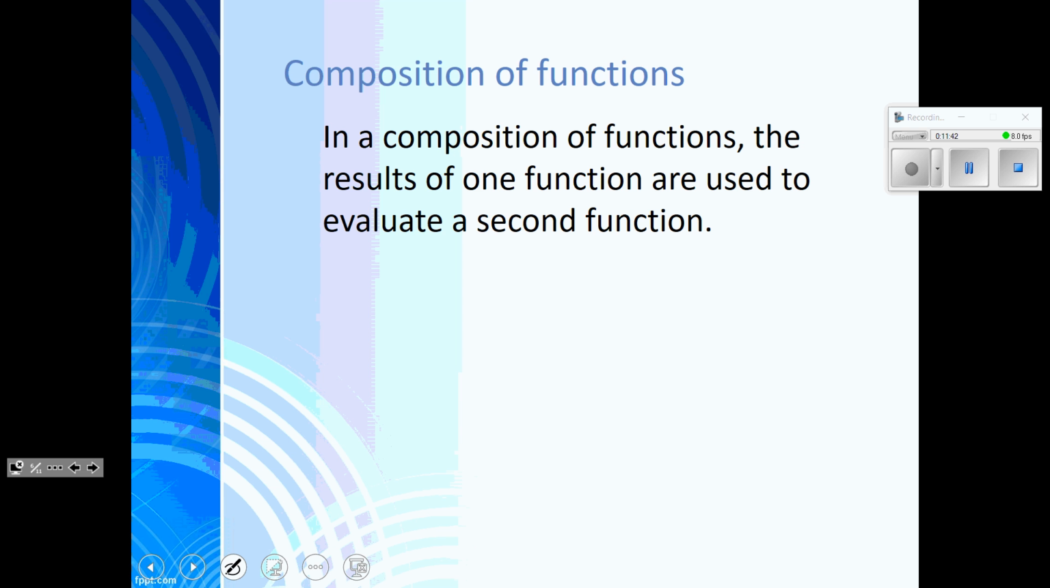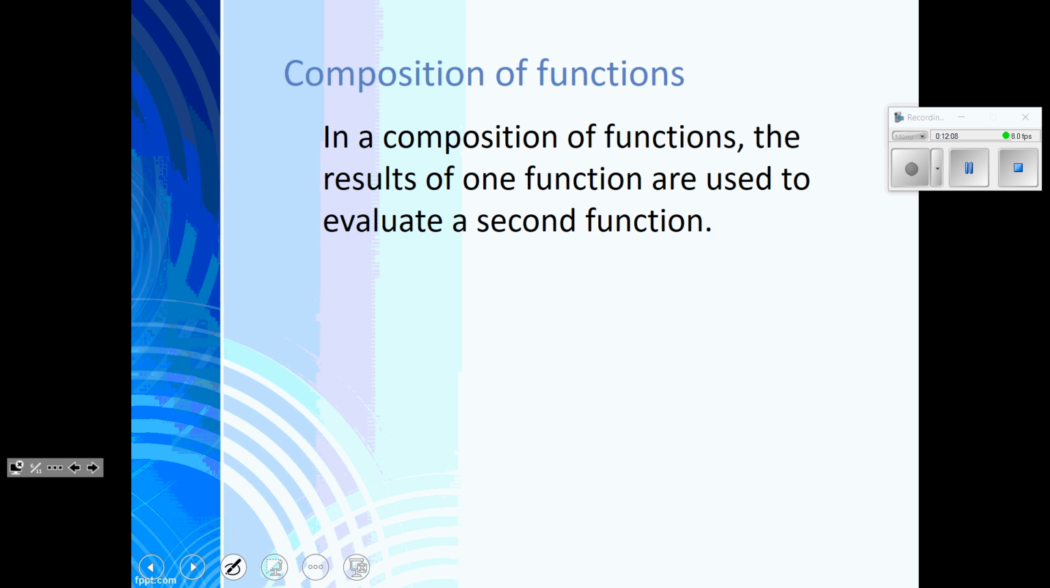Okay. So what we're going to do is look at a composition of functions. In a composition of functions, the results of one function are used to evaluate a second function. So basically, we take one function and use it to plug into a second one and evaluate it. So you're plugging one function into another.